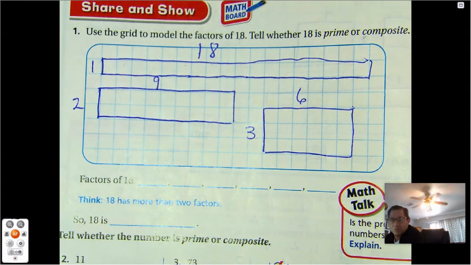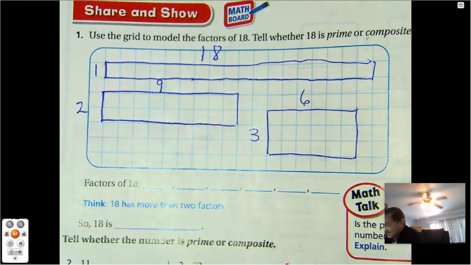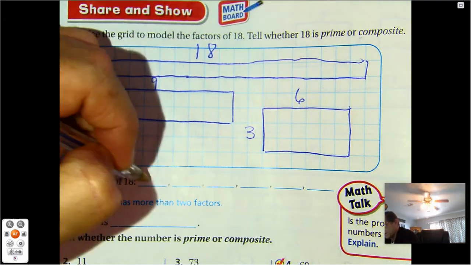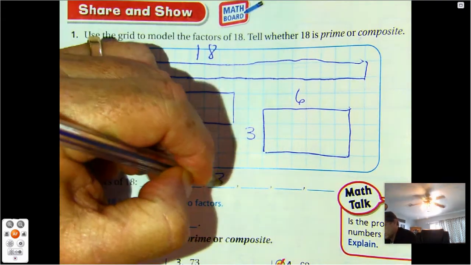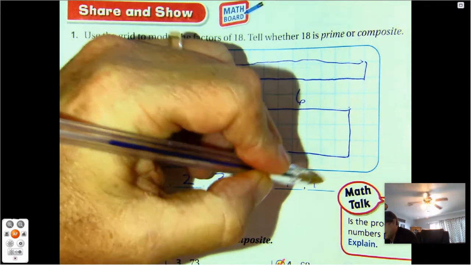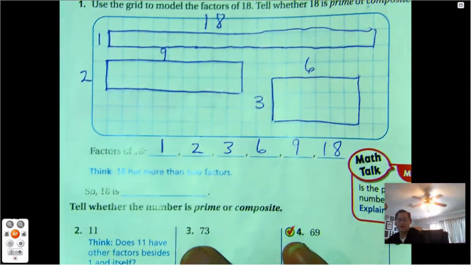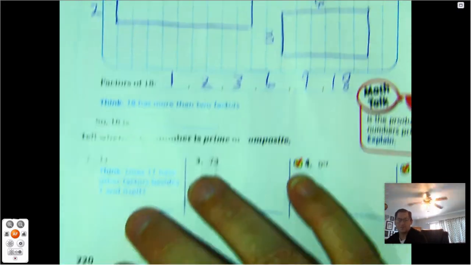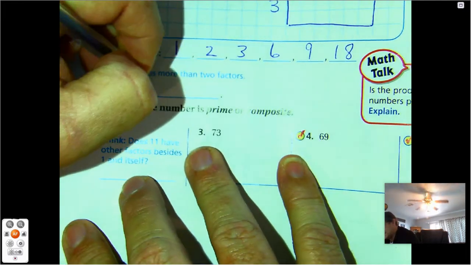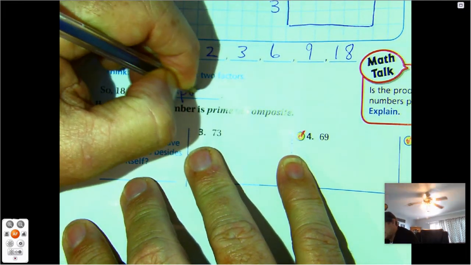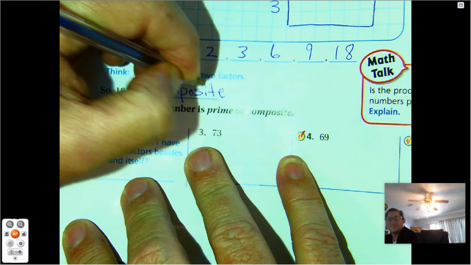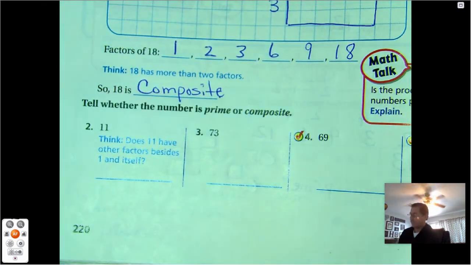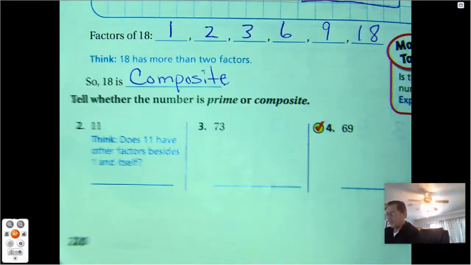So these are our factors of 18. So the factors are 1, 2, 3, 6, 9, and 18. Do we have more than 2 factors? Of course we do. So 18 is composite. Okay, now 11. Tell whether each of these numbers is prime or composite.